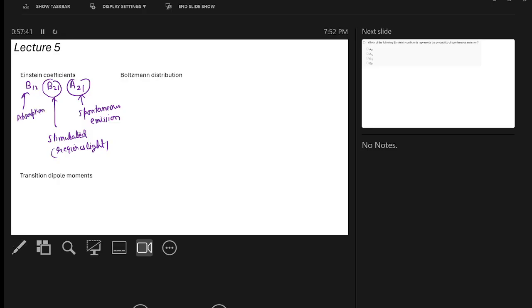Okay. So simply your B12 is equal to B21 is equal to B. We saw that this is again the principle of detailed balance. So we solve for this one. We got A by B, it's nothing but 8 pi h nu cube by c cube.